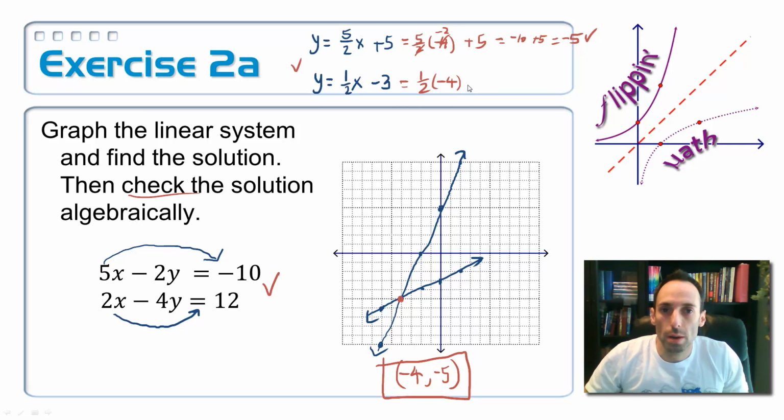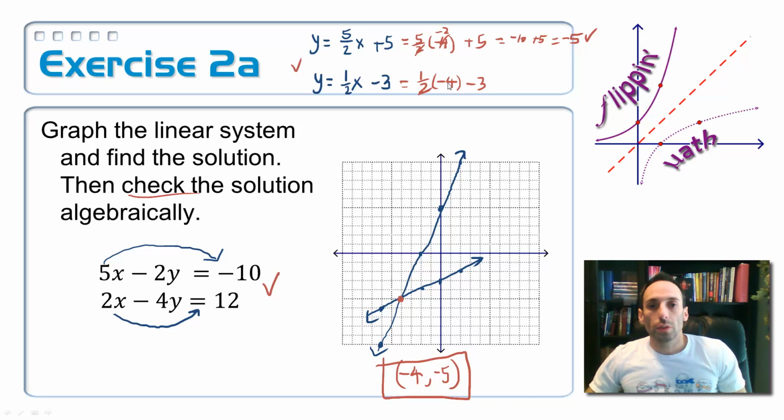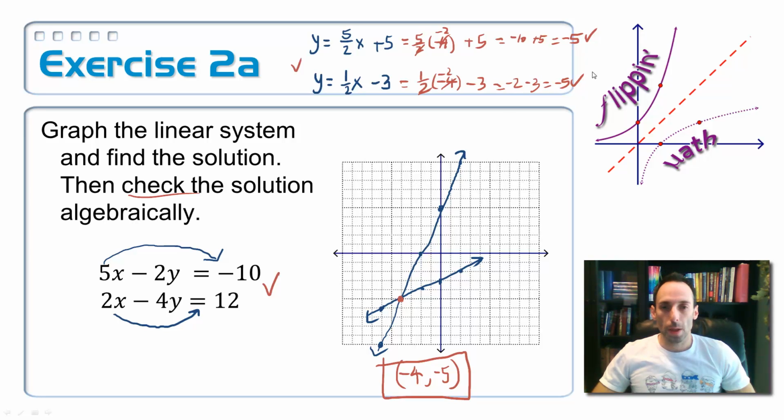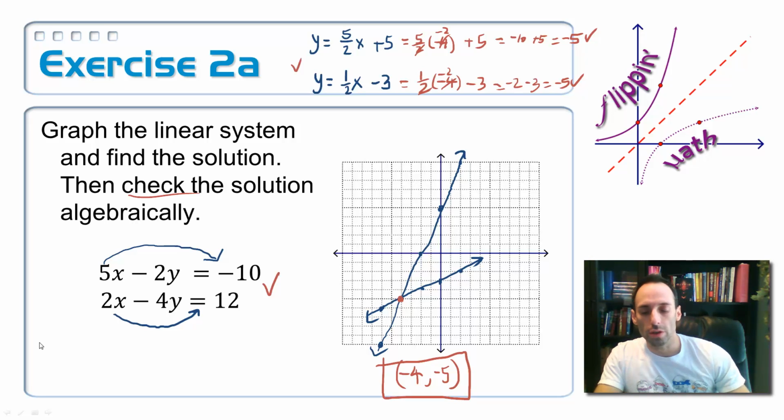Whoops, I'm mixing it up with the top equation, minus 3. Okay, so this 2 will go in as negative 2 times. So I have negative 2 minus 3, which is also negative 5, and I can see it checks out. All right, so that's all you have to do. Graph each one of the equations, find where they intersect, and then it's always a good idea to go back and check to see if it actually works in the original equations.